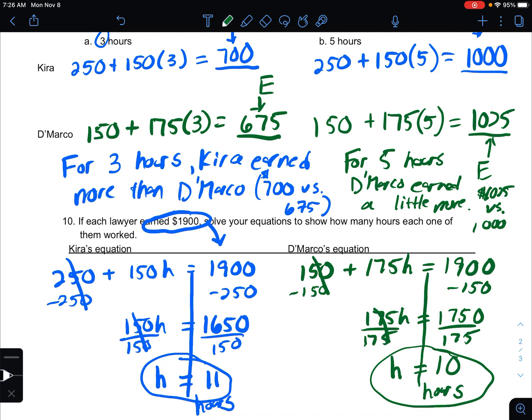So given the pay structure, they both earned $1,900, but DeMarco, with his pay structure, only had to work 10 hours for that money versus Kira, who had to work 11 hours for that money.